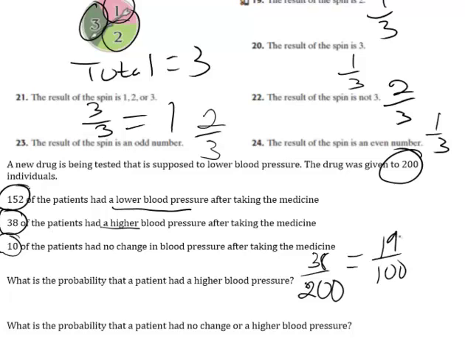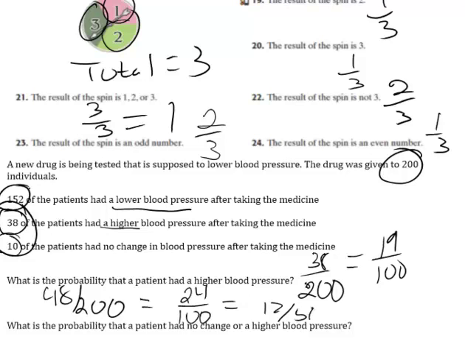The next one says, what's the probability that a patient had either no change or a higher blood pressure? So that would be these two together. That's 48 out of 200. I can divide them both by 2. So that's 24 out of 100. I can divide them both by 2 again. That's 12 out of 50. I can divide them by 2 again. And that's 6 out of 25.